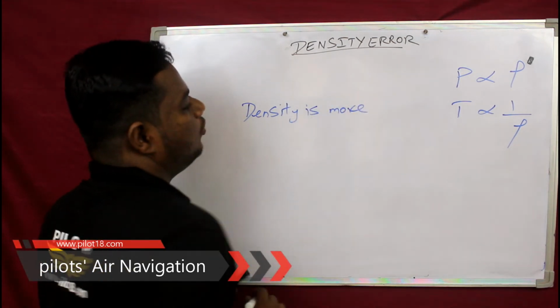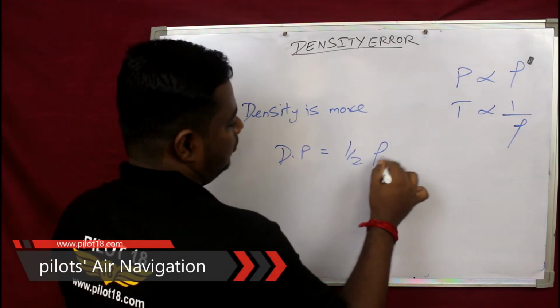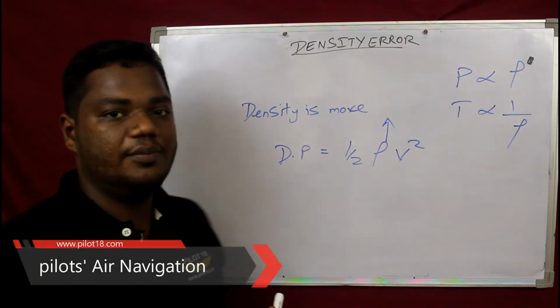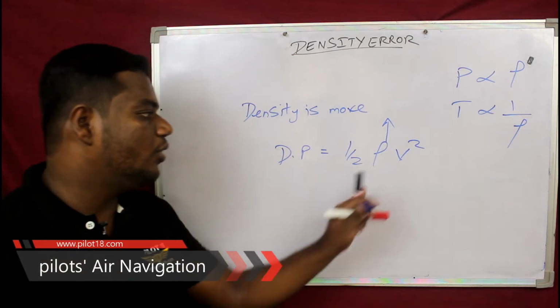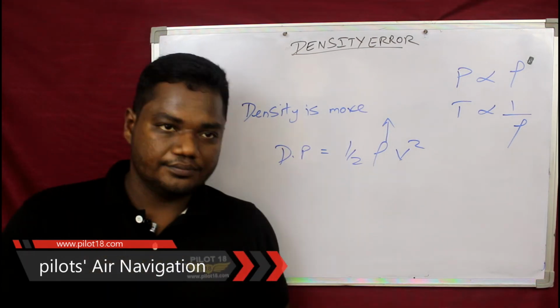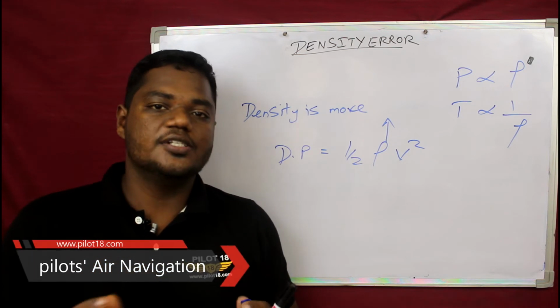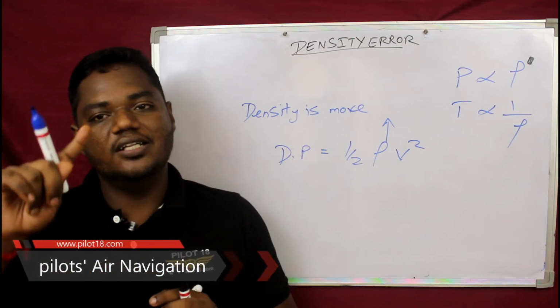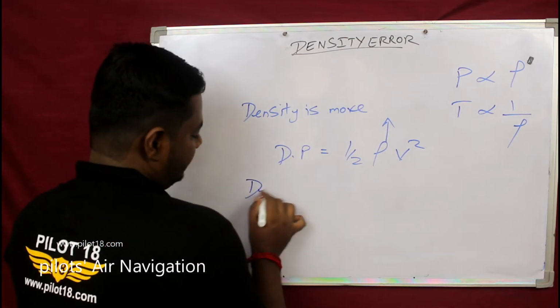If density is more, what happens? Dynamic pressure is again half rho V square. Density will be more, so dynamic pressure will be more. Even though you are traveling slower, due to high density, the dynamic pressure will be more. If dynamic pressure is more, expansion will be more, and due to more expansion of the capsule, the needle will give more speed, right? Second case, density is less.